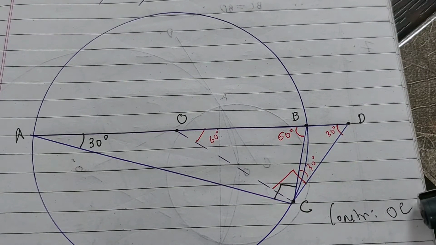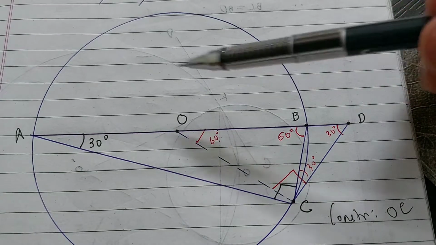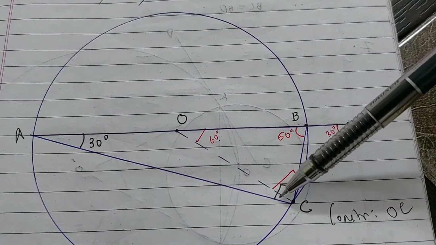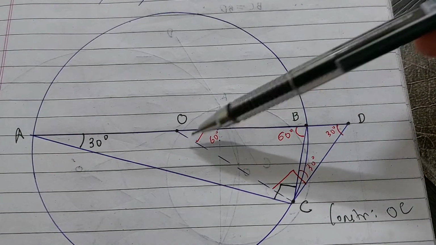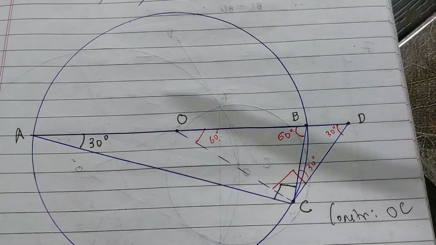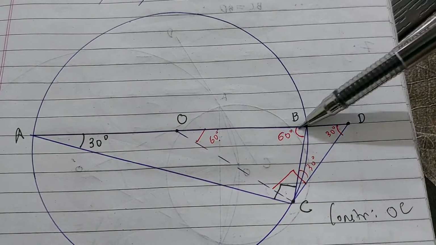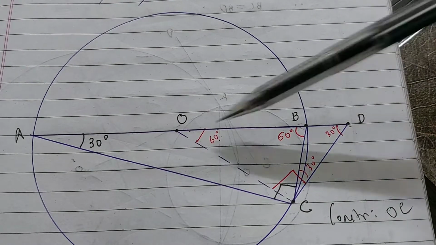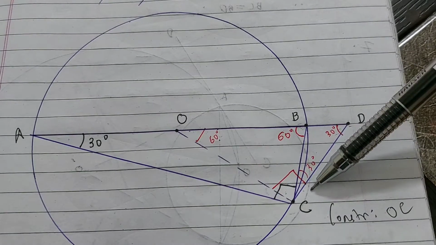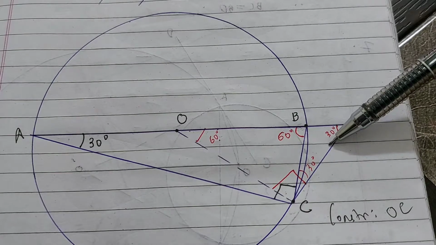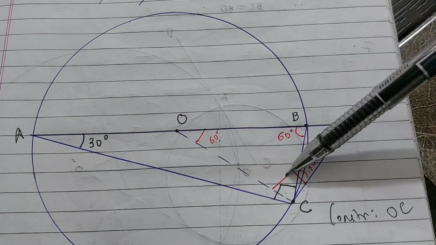So mention that. Now, in triangle ACB, angle ACB is 90 degrees because it is angle subtended by the diameter on the circle. And if this is 30 and this is 90, then angle OBC is 60, angle sum property of the triangle. Next, in triangle OCD, angle OCD is also 90 degrees because radius is perpendicular to the tangent. And this is 60. So again, angle sum property, this is 30.